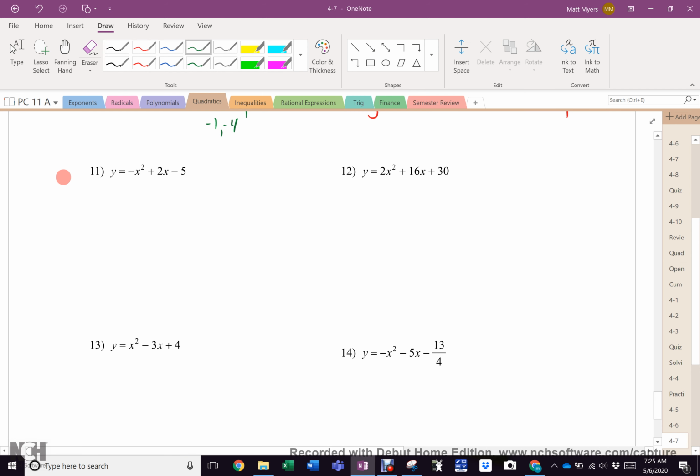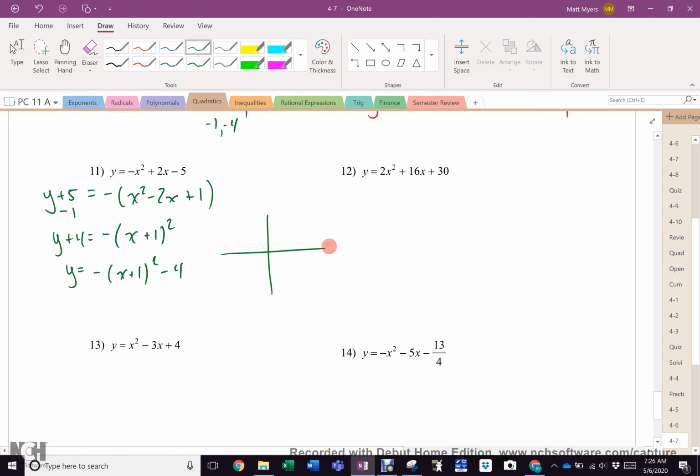Number 11 is complete the square. y plus 5 equals negative x squared minus 2x plus 1. I've added negative 1 to both sides, so y plus 4 equals negative (x plus 1) squared, y equals negative (x plus 1) squared minus 4.